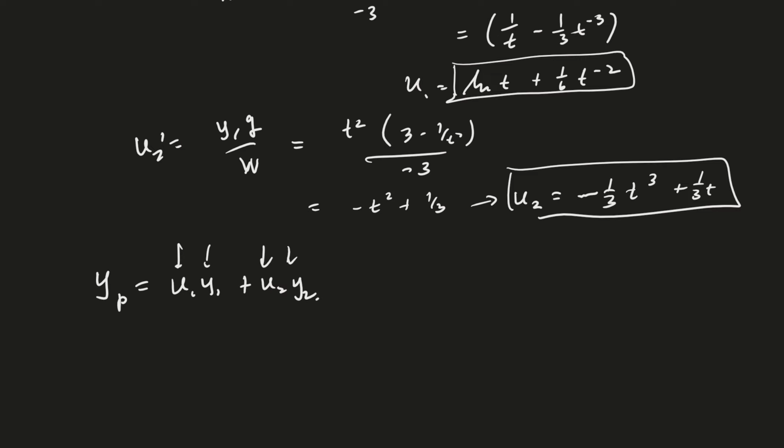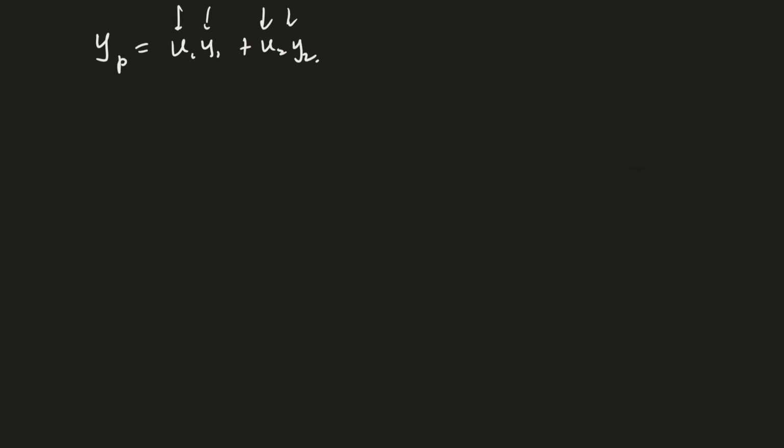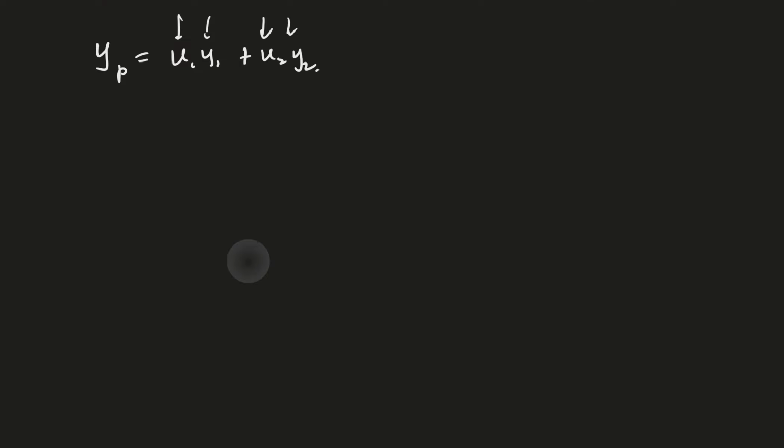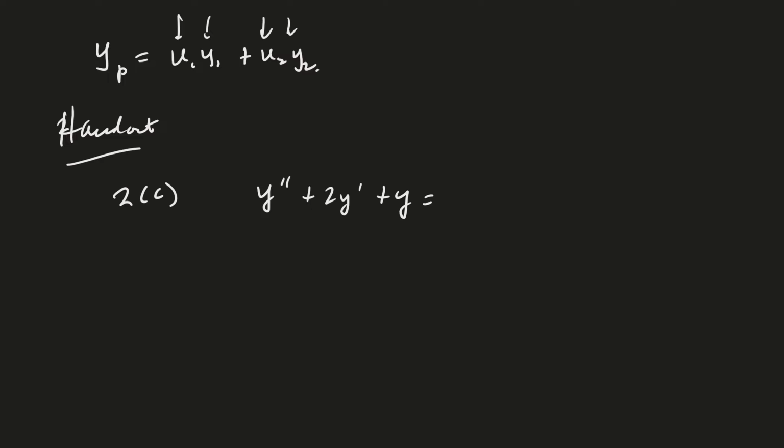Okay, so I wanted to talk about the handout solutions as well. So we're using complexification to solve a couple of problems. Handout for 2c, we're taking a look at y double prime plus 2y prime plus y equals cosine of 2t.